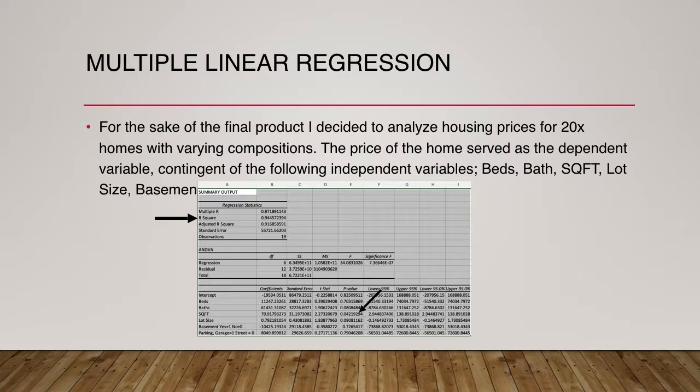So therefore, for the sake of refining the model, I've decided to keep the three variables closest to alpha in order to see how these variables solely impact housing price.